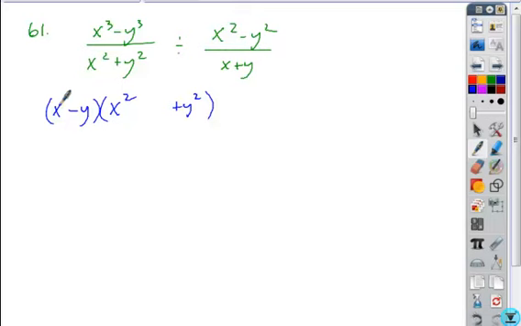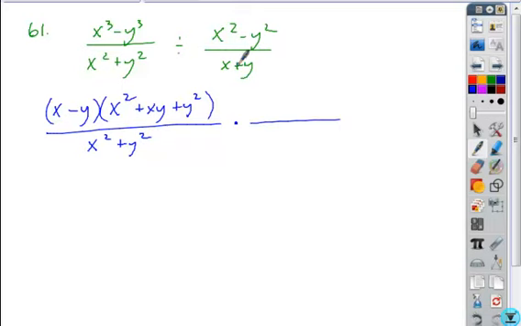And then the middle term is going to be the opposite of the product of these bases. So x times a negative y, change the sign, becomes a plus xy. Okay, so there's the factors of my numerator. The denominator is a sum of squares. It's completely irreducible, so that stays as it is.